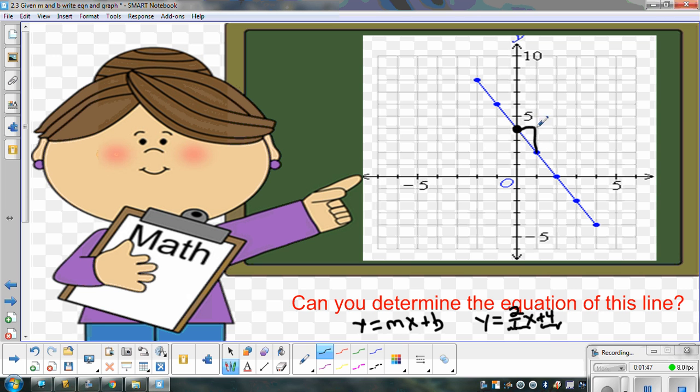But notice I rose, which is positive, but I ran to the left, so my 1 is actually negative. So the equation would be written as y equals negative 2x plus 4. That shows we have a y-intercept at 4 and a downward slope, a negative slope of 2. That's what I want you to be able to do by the end of the lesson today.